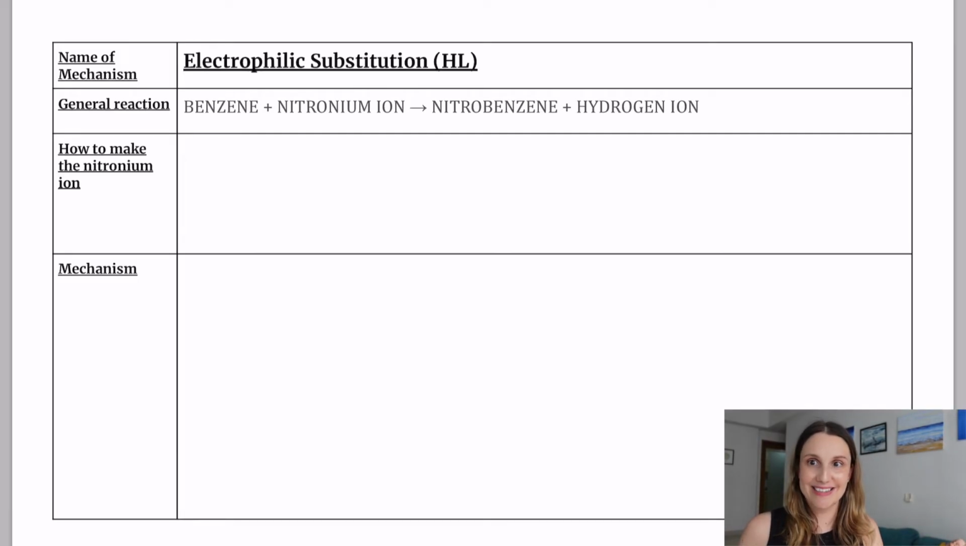Okay, last mechanism. This one is electrophilic substitution, and this is the only example that exists for this.